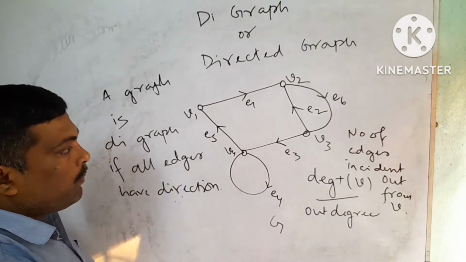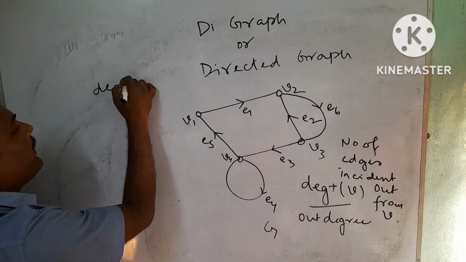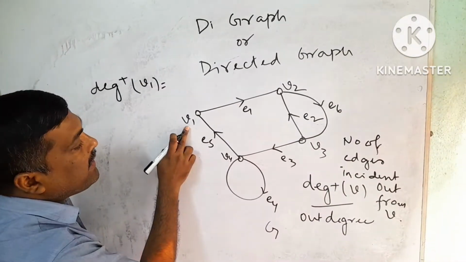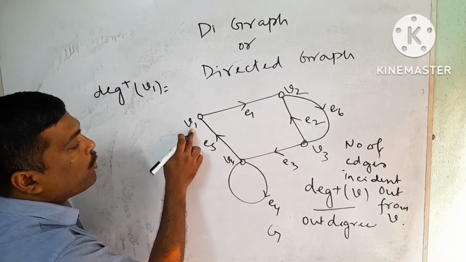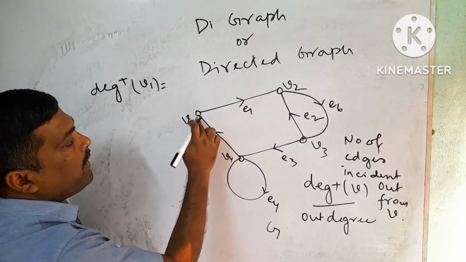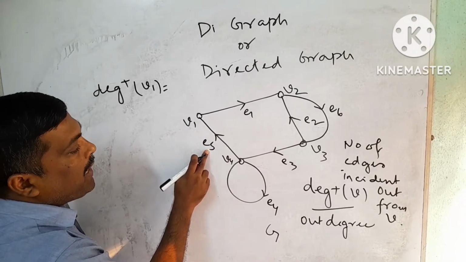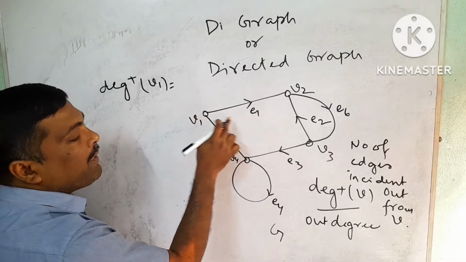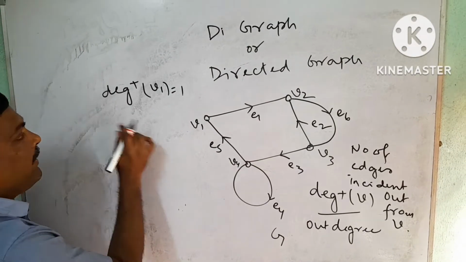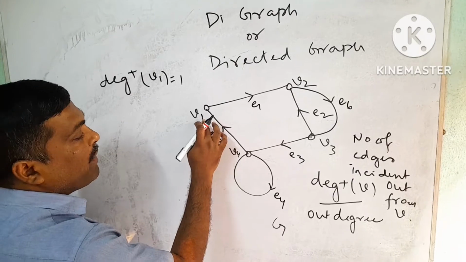Okay, so what is the out degree of this vertex V1? So d_G plus V1, number of edges incident out from vertex V1. So from V1 vertex, see, the edge E1 is incident out from V1, but edge E5 is incident into V1. So number of edges incident out from V1 is 1.